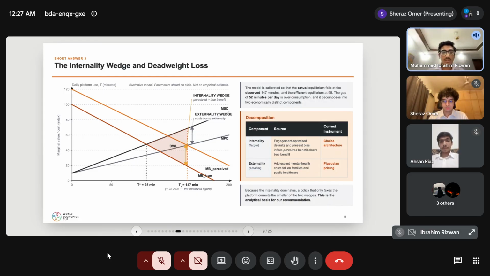This distinction matters for the policy choices ahead. An externality, a cost imposed on a third party, is corrected through pricing. An internality, a cost that the present self imposes on the future self, cannot be, since the individual is undervaluing not someone else's cost but their own. So correction requires changing the structure of their own choice. The gap between the observed use of 147 minutes and the efficient 95 minutes is 52 minutes daily, attributed primarily to internality. Next slide.